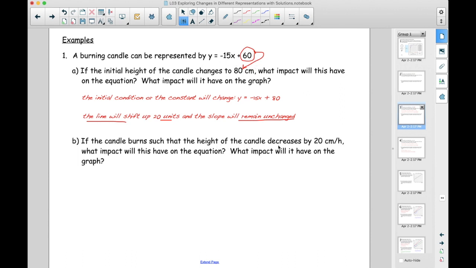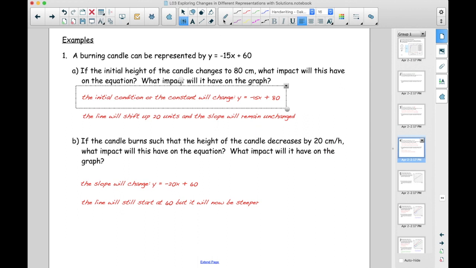What if the candle burns so that the height is decreasing by 20 centimeters? What impact will that have on this equation, and what impact will it have on the graph? Again, a time to ponder pause. And resuming and taking this one up now.